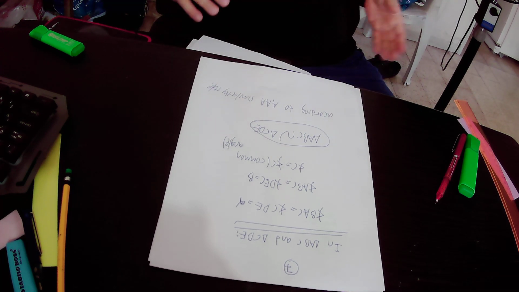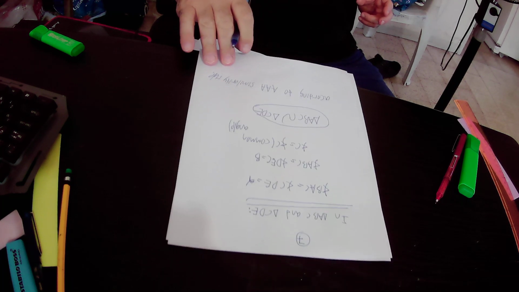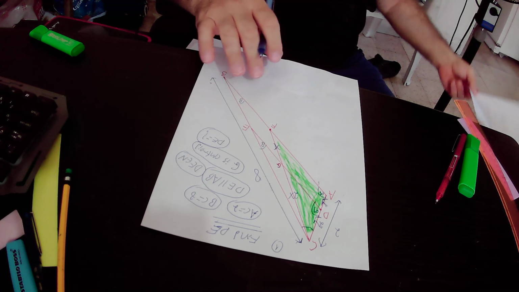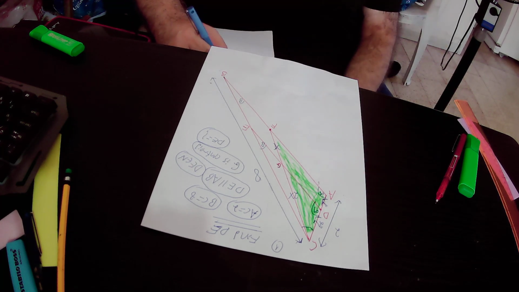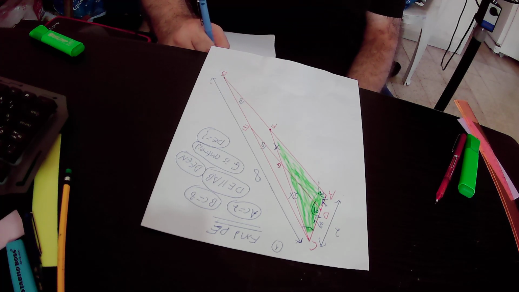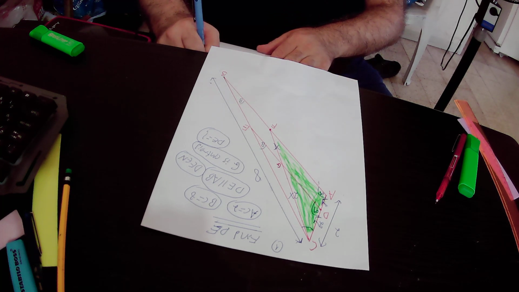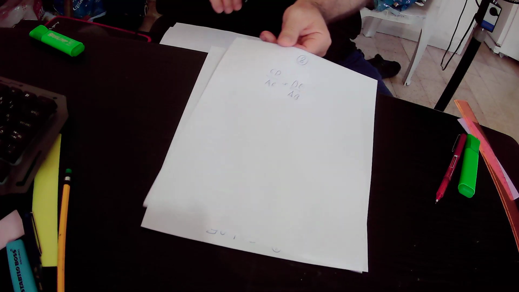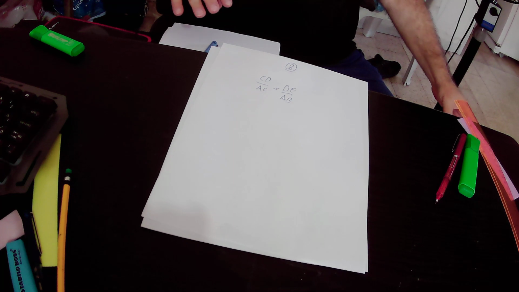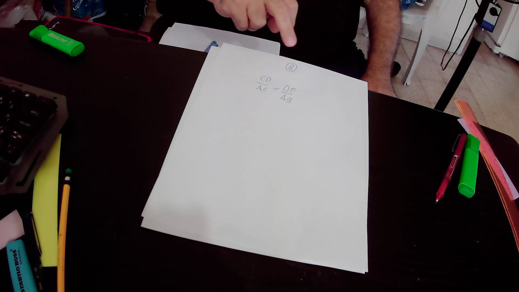So what is the angle similarity rule? The angle similarity rule states that if you prove that three angles of one triangle are equal to three angles of another triangle, you actually proved that those two triangles are similar to each other. So from the fact that triangle ABC is similar to triangle CDE, we can conclude that CD over AC is equal to DE over AB.